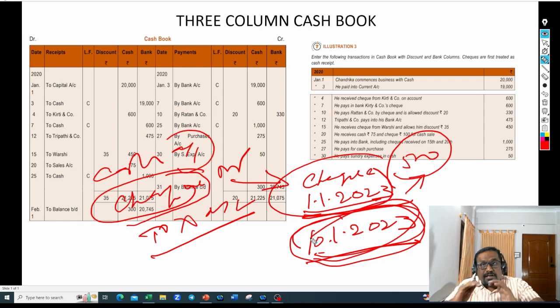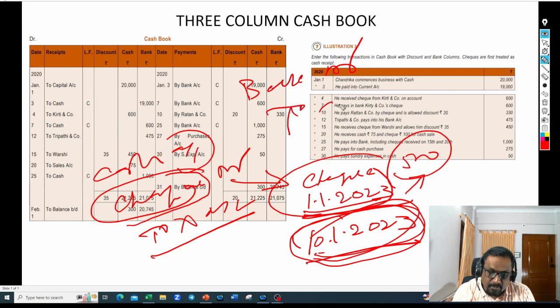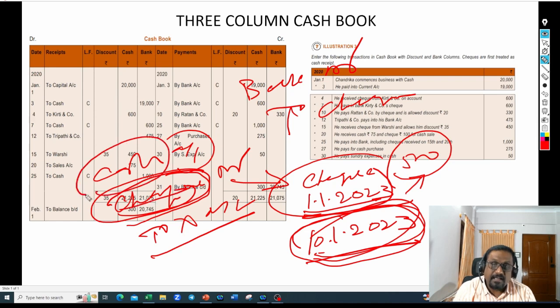Next, what will happen? On 10th January, you deposited this check. When you deposit this check in the bank, who is the receiver? Bank. So the receiver account has to be debited. Bank account you need to debit. When you debit the bank, what is going out? Check is going out. Can I say to check account? No. Previously, when we received the check, instead of check, what did we do? We debited cash. So instead of check here also, we credit cash account.